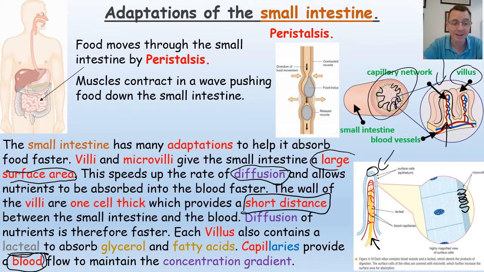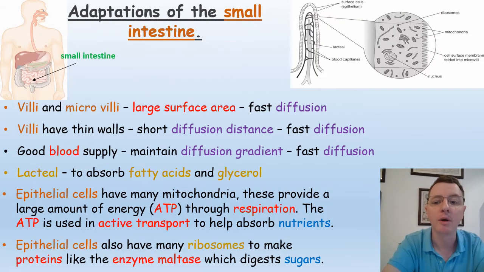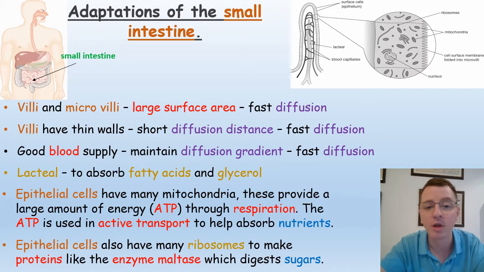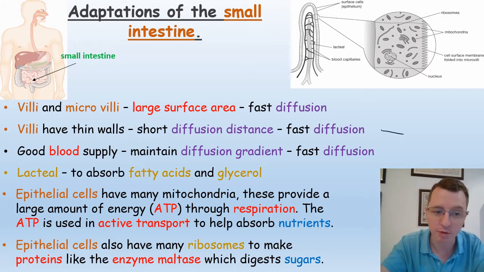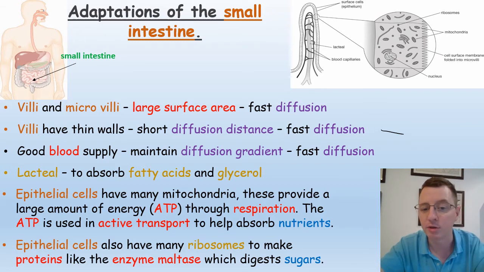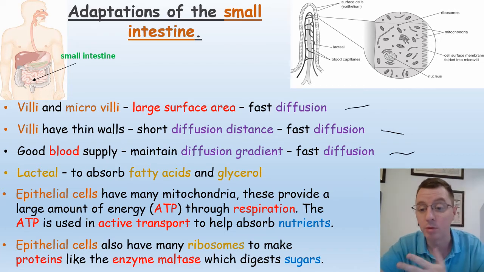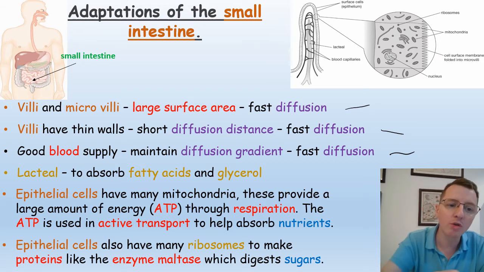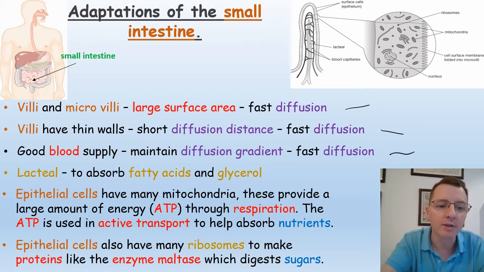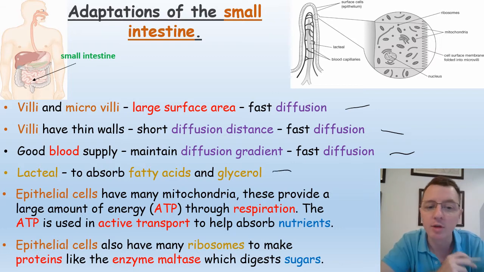But some students don't like having a large paragraph to read through, so I've got the same information here as bullet points. So we have the villi and the microvilli, which provide a large surface area for fast diffusion. The villi have thin walls for a short diffusion distance, which again provides for a fast rate of diffusion. The good blood supply maintains the diffusion gradient, or the concentration gradient, and again gives us a fast rate of diffusion. Each one of those could be 3 marks or 1 mark each in any exam.